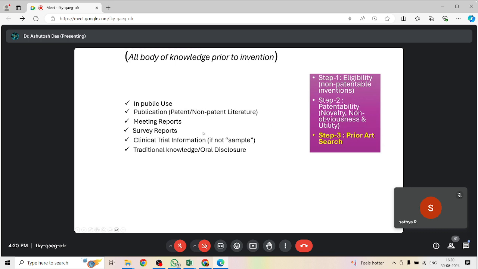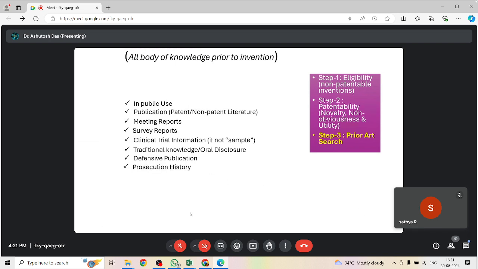What is the meaning of sample, not sample? If something is only a sample, then the same sample can be used by somebody else also, so it doesn't constitute prior art. But information based on the sample is prior art. Traditional knowledge and oral disclosure also are not patentable. Defensive publication: what does defensive mean? One company, to prevent another company from getting a patent, discloses their idea. In that case, you stop them from getting patents because you already disclosed it before. These are defensive publications.